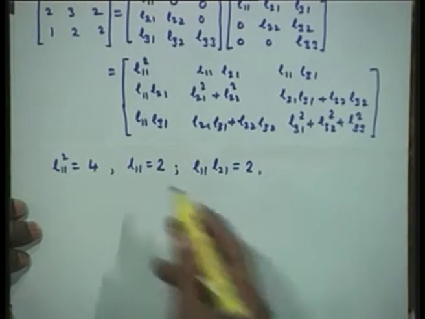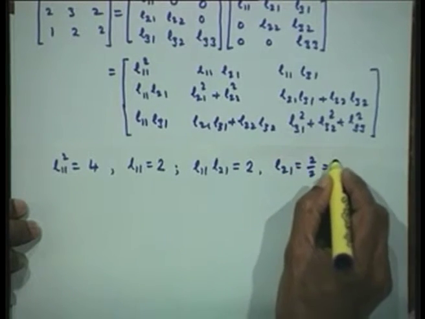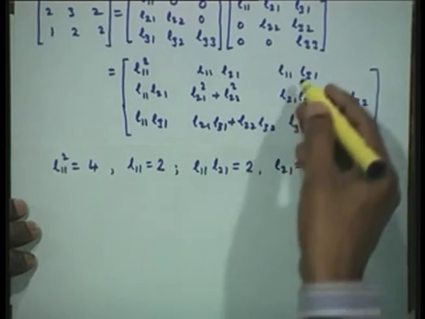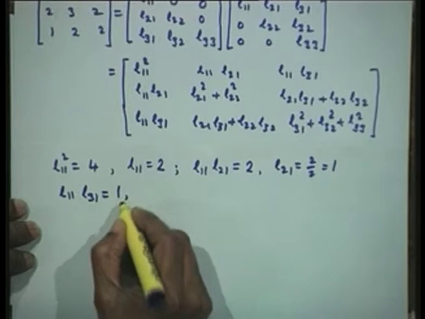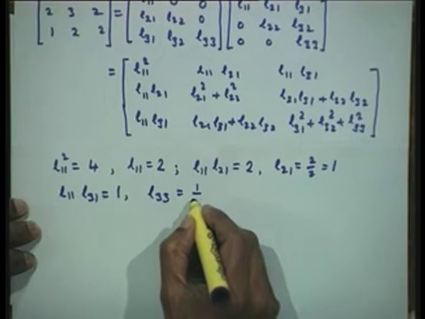Therefore we have L 1 1 is equal to 2, therefore L 2 1 is equal to 2 divided by 2, that is equal to 1. Then we have the third element L 1 1 L 3 1 is equal to 1, therefore L 3 1 is equal to 1 by 2.